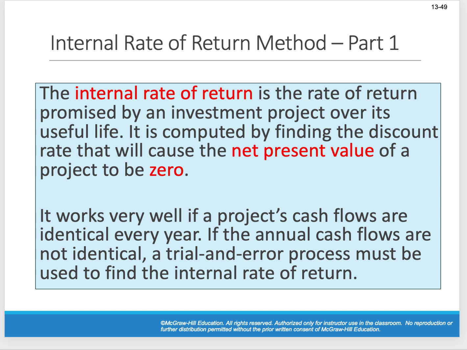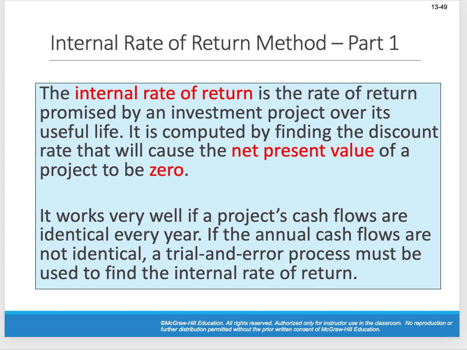So when we're talking about the internal rate of return, like I said before, this concept kind of piggybacks off of the net present value. The difference here is we're trying to figure out what is that rate of return that the investment promises us. So we can find it by getting the net present value to be zero.